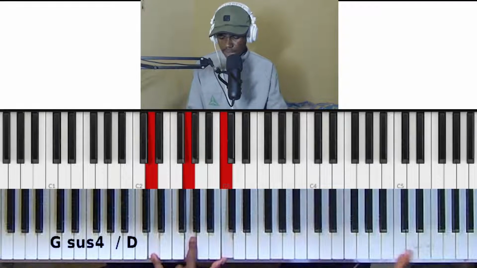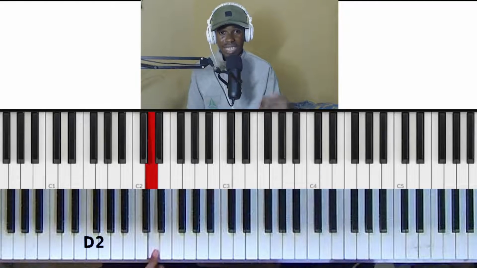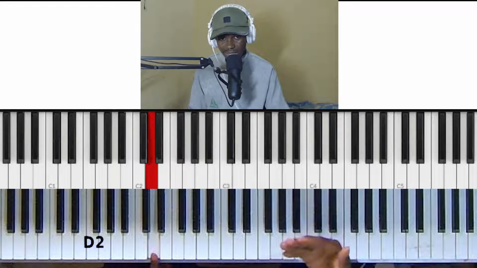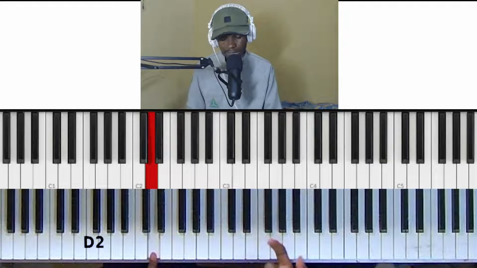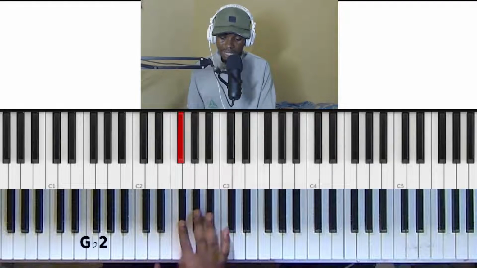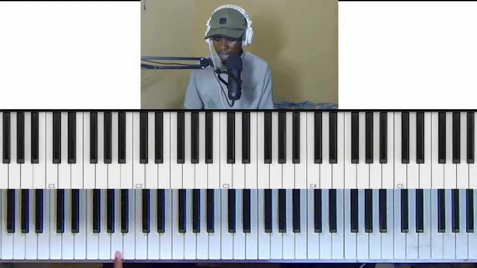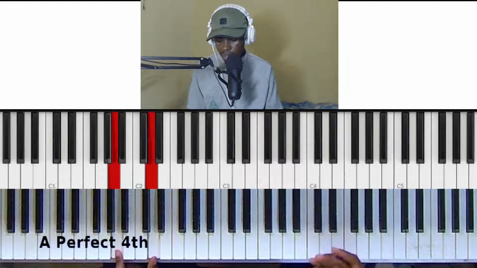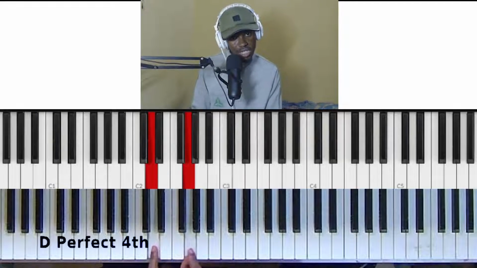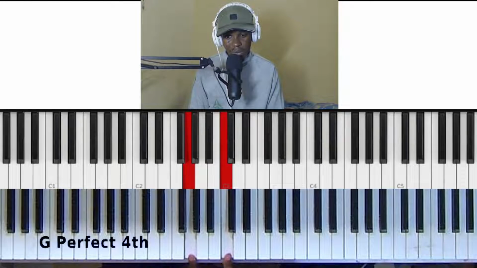Nice. Now, what if we approach D using the same secondary dominant concept? All we have to do is find the fifth of D. We count 1, 2, 3, 4, 5. That is A. So we can go from A to D. You see, that is a perfect fourth interval. And from D, we can go to G, and from G, we can go to C. You see what we are doing here?